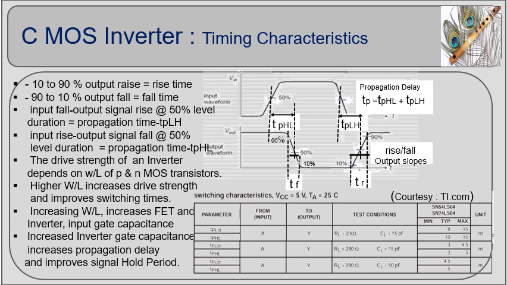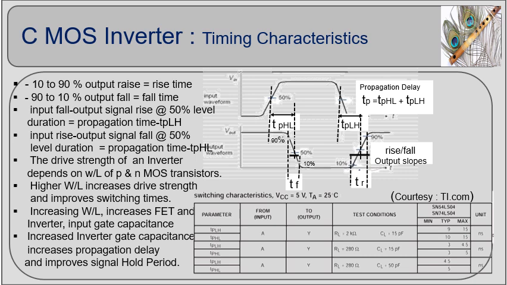MOS transistor structure is associated with many parasitic, resistive and capacitive elements, which imposes timing constraints on the inverter performance. Some of inverter timing constraints are described below. Time between 90 to 10% of output voltage fall is defined as inverter fall time TF. Time between 10 to 90% of output voltage rise is defined as inverter rise time TR. Time period between 50% of the input voltage rise to output voltage fall is defined as propagation time TPHL. Time period between 50% of the input voltage fall to output voltage rise is defined as propagation time TPLH.